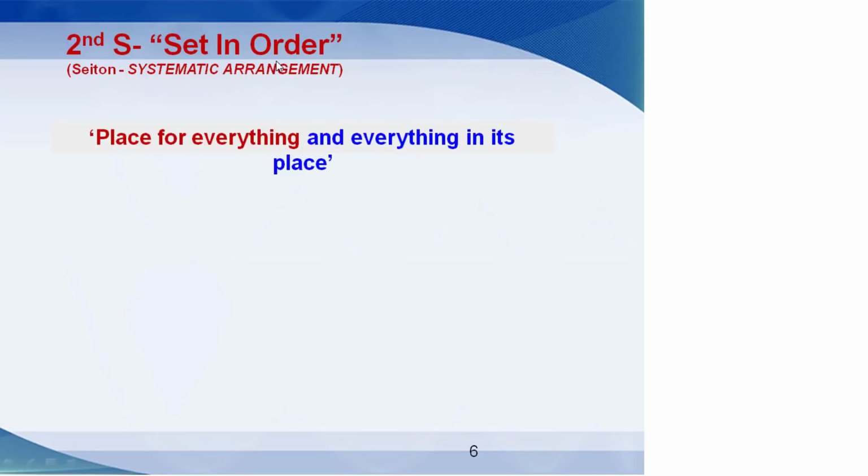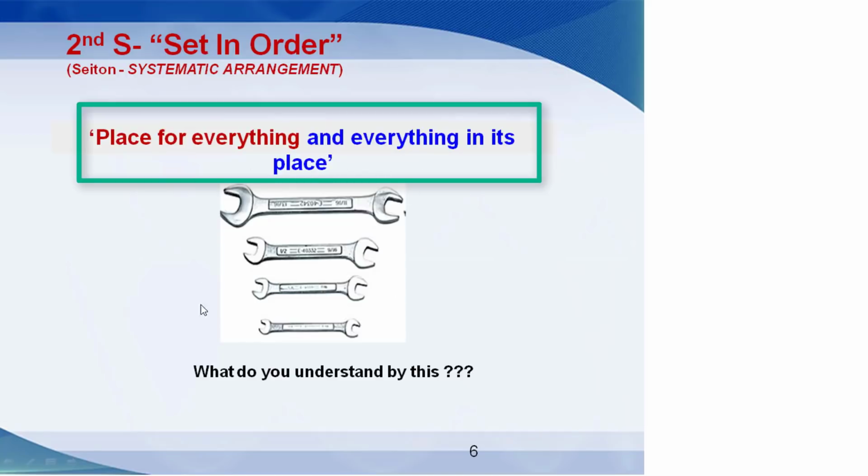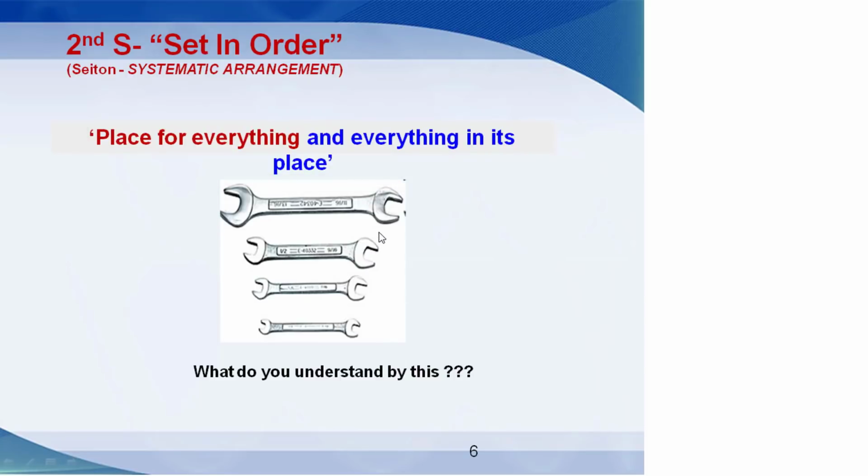Here in Set in Order, or the second S, we use a punchline: a place for everything and everything in its place. That means we need to provide a place for keeping every material, and we should keep those materials in their place as a routine practice. So by looking at this, you can understand how systematically the tools have been organized. The second S focuses on putting the material in an organized manner.